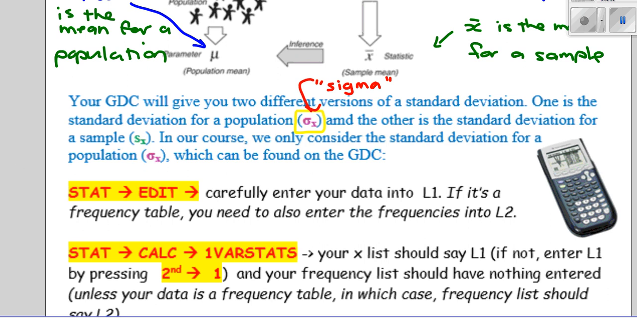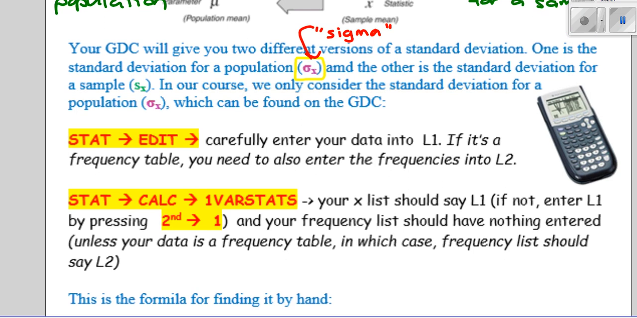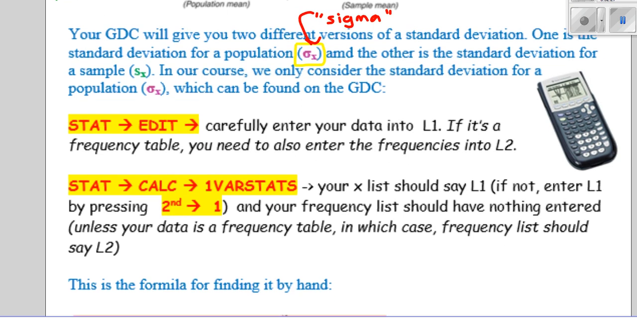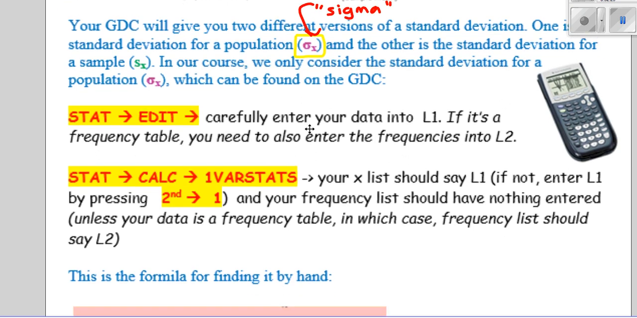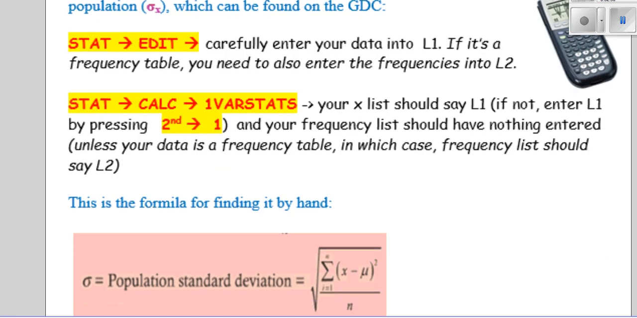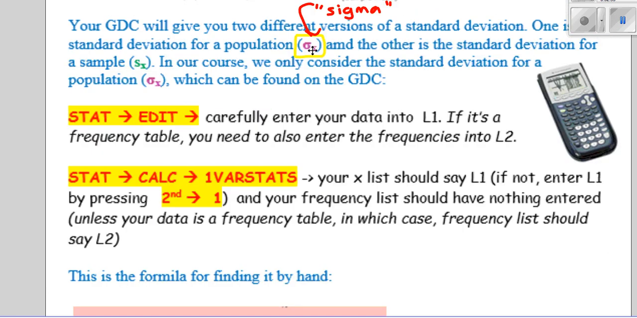To find the standard deviation, just like before, you go stat edit and enter your data into L1. If it's a frequency table, then you need to put it into L1 and L2 instead. Then you do stat calc, 1 var stats. Your X list should just say L1 if it's a single list of numbers. If it's a frequency table, don't forget to tell it that frequency is L2 as well. Then the standard deviation of the population will pop up, and it will be one of the results.